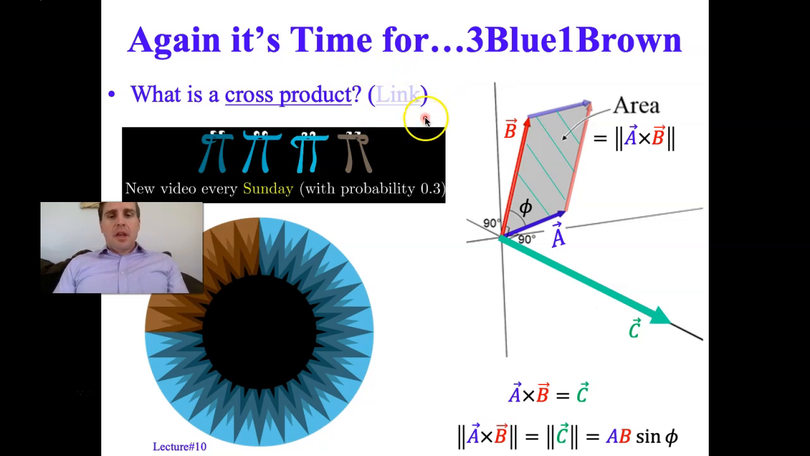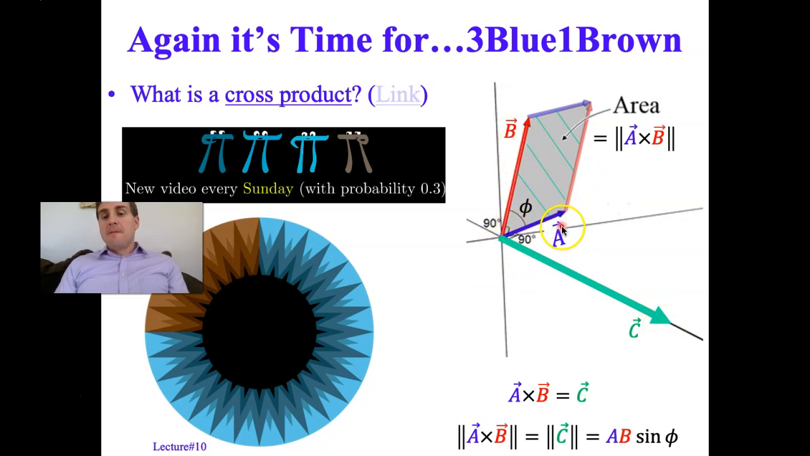So here's the basic idea of what I want to say. What is a cross product as described by Grant Sanderson? Well, it is A cross B. Now what is A cross B? It's the cross product between vector A and vector B that are at some angle phi between one another. And notice that C, this vector that arises, is perpendicular to both A and B.